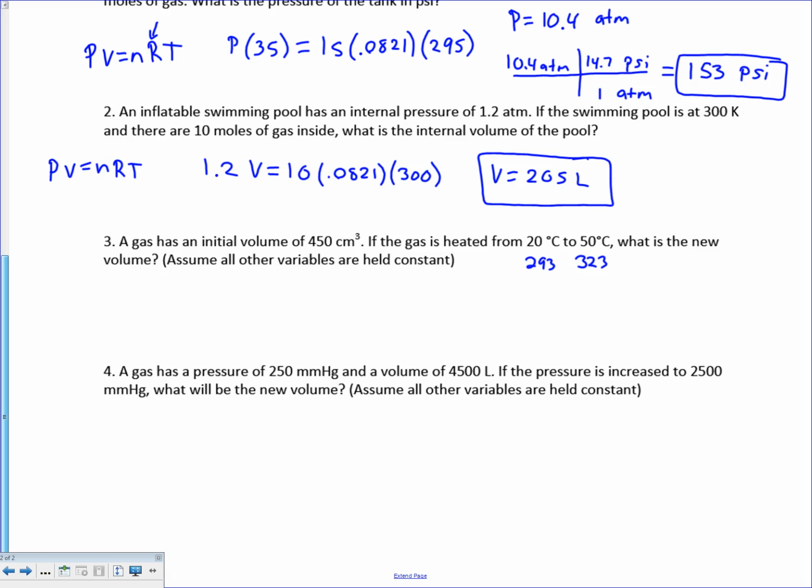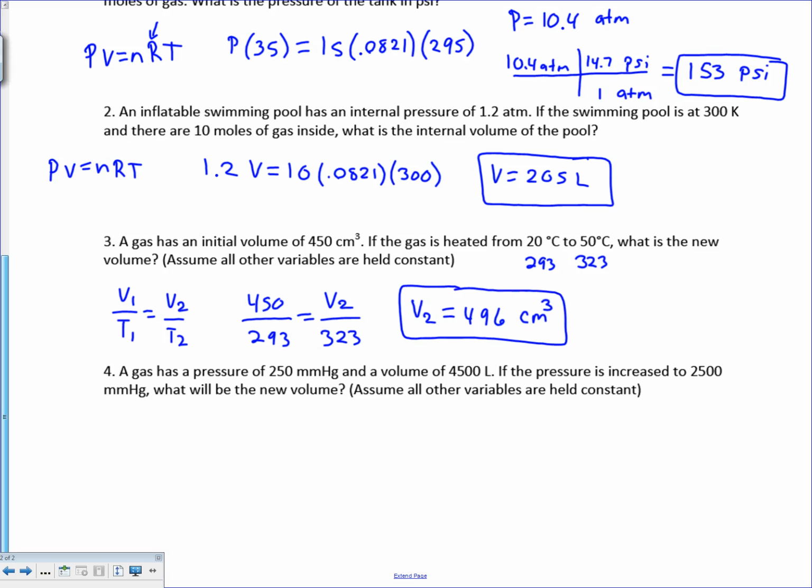Then we're going to go through, plug these in. We get the proportionality law. It's V1 over T1 equals V2 over T2. V1 is 450. T1, 293. V2 is what we're trying to find. T2 is 323. Go through and calculate that. You get V2 equals 496. And then since the original volume was in centimeters cubed, we're going to get centimeters cubed here for the end.